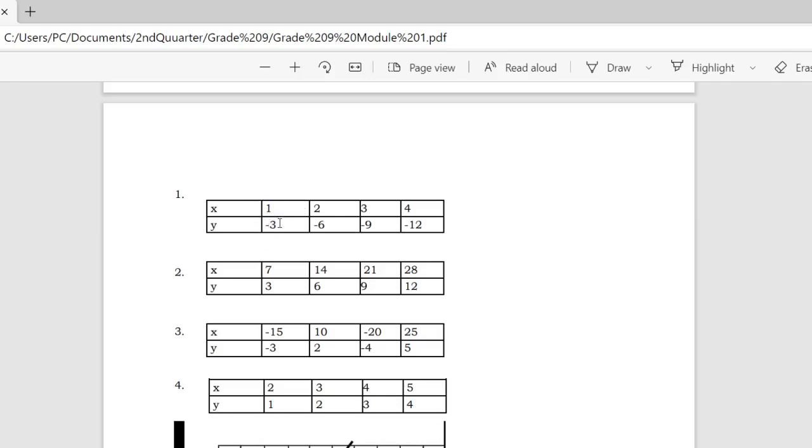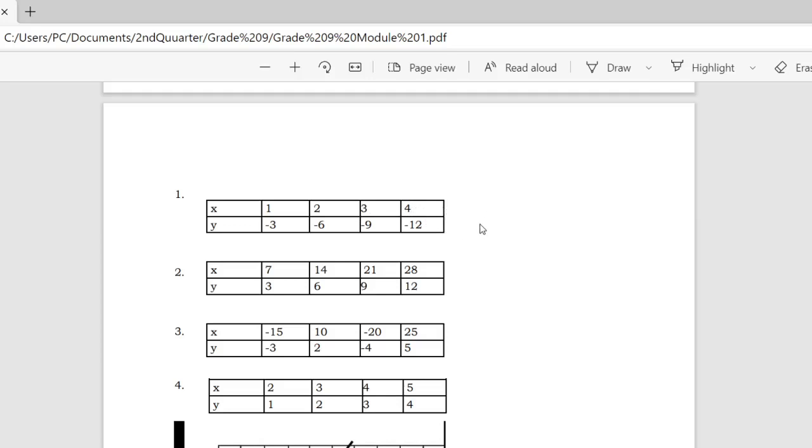Solve first the value of k for each pair. This is your x, this is your y, then solve for k. When x is 2, your y is negative 6, find your k. Another pair, find your k. If the k is the same for all of them, therefore, that is direct. If the k is not the same, okay, going back.